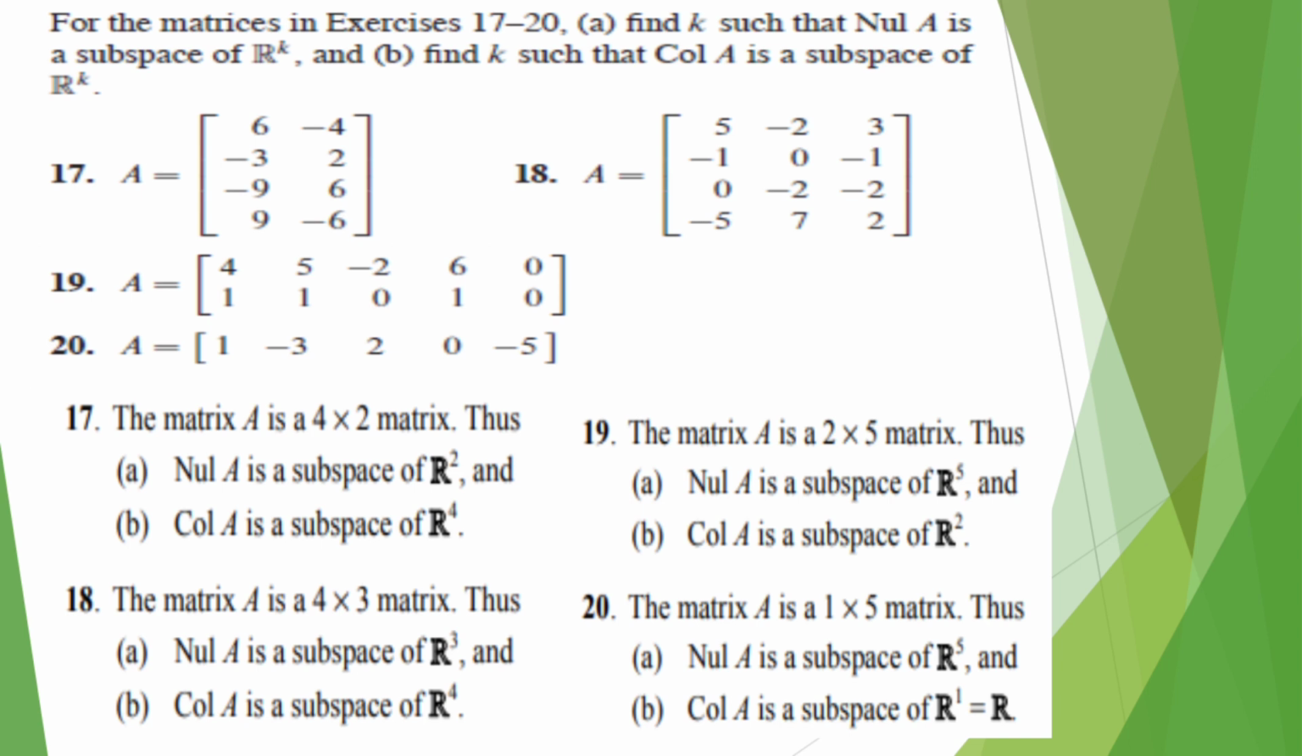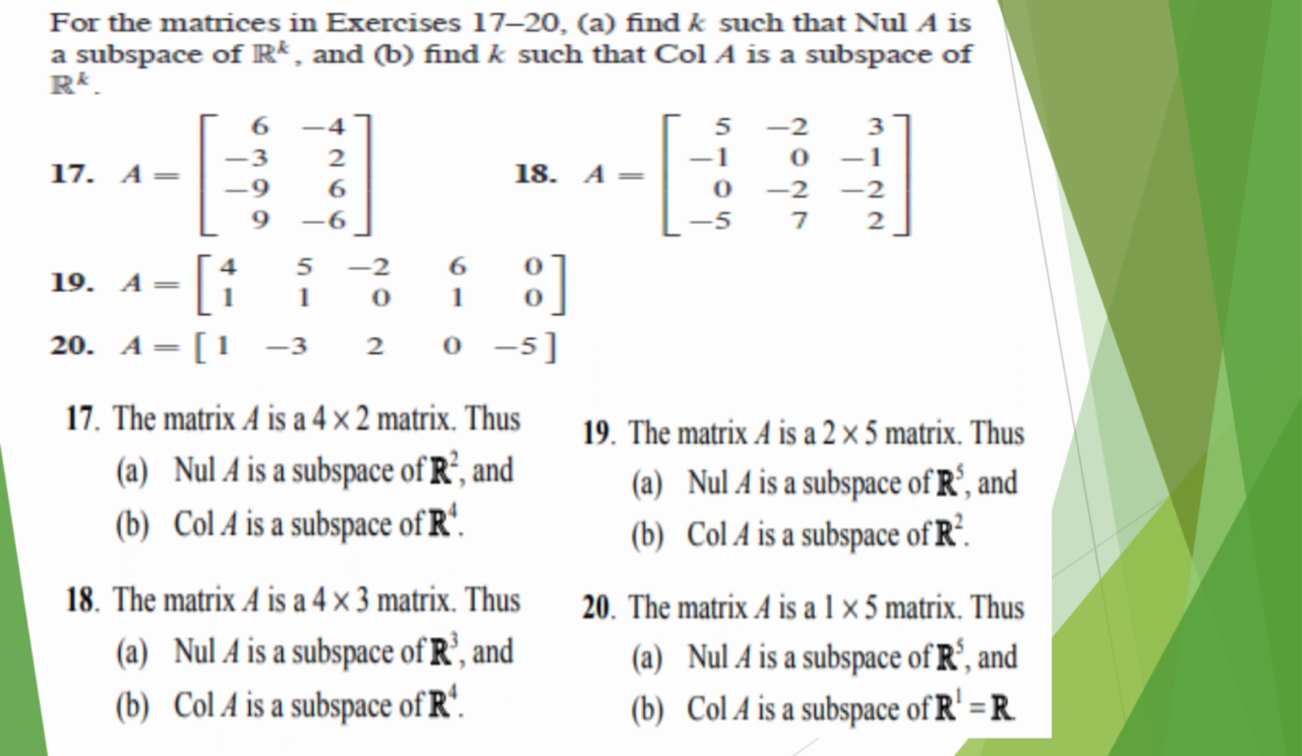Similar problems are there in exercise 17. Here there are 4 rows and 2 columns. Column space is a subspace of rows and null space is a subspace of columns. So with 4 rows, Col A is in R4, and for the null space, the value is 2. The matrix order is rows by columns. With 4 rows and 3 columns, Col A is 4 and Nul A is 3.